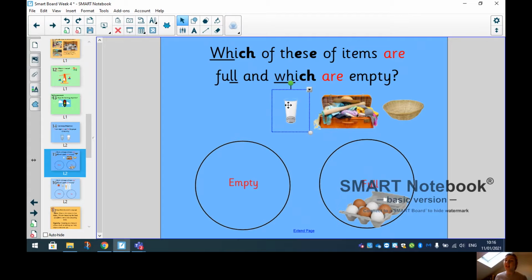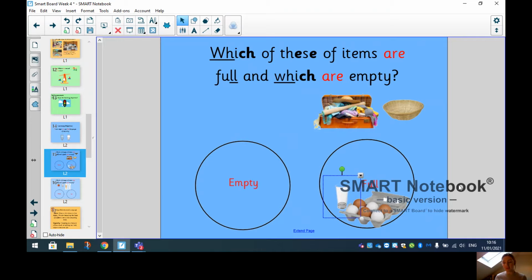The next one is a glass of milk. Now have a look at the glass of milk. Is it an empty glass or is it a full glass? That's right, it is full. So we would put it in the full circle.